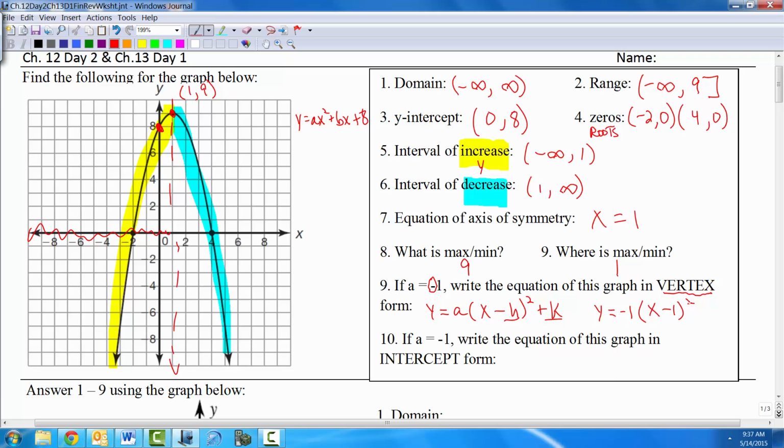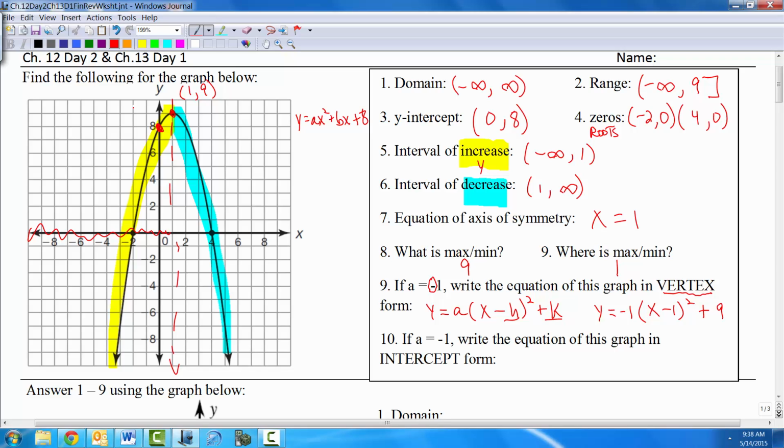Talked about this yesterday, and also the reason is, when I plug in 1 for x, 1 minus 1 is 0. So it's the 0 of this set of parentheses that ends up being the x-coordinate of the vertex. And then plus 9, okay, plus k. The vertex is 1 comma 9, so 9 goes in this position.